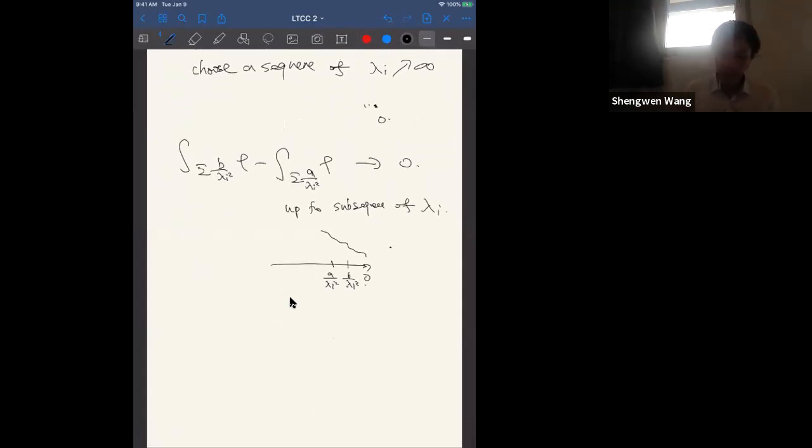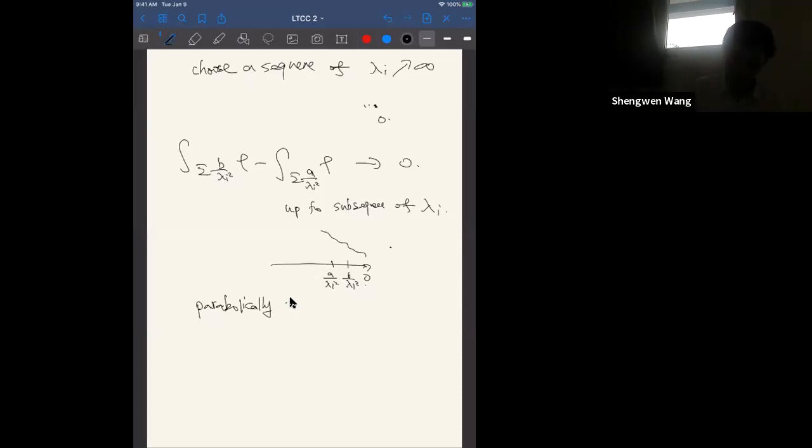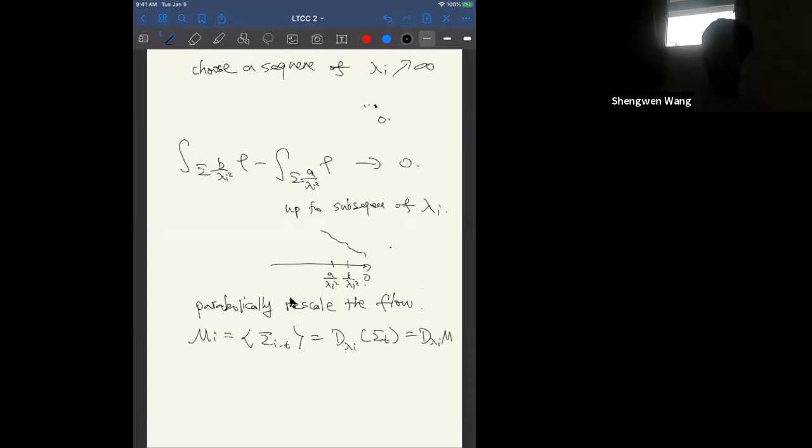And now we parabolically rescale the flow. By this sequence, parabolically, we get a new sequence of flows. So we denote M_i to be sigma_i t. This is a new sequence of flows, which is obtained by parabolically rescaling by factor lambda_i. Recall that we have defined this parabolic rescaling in the first lecture.